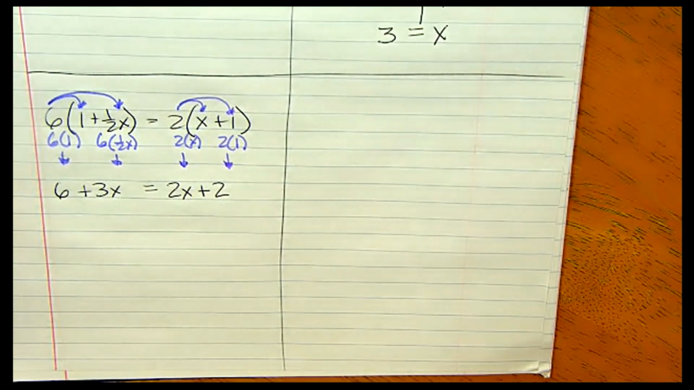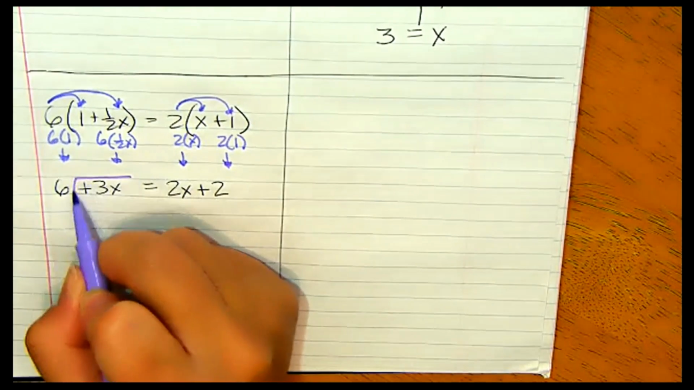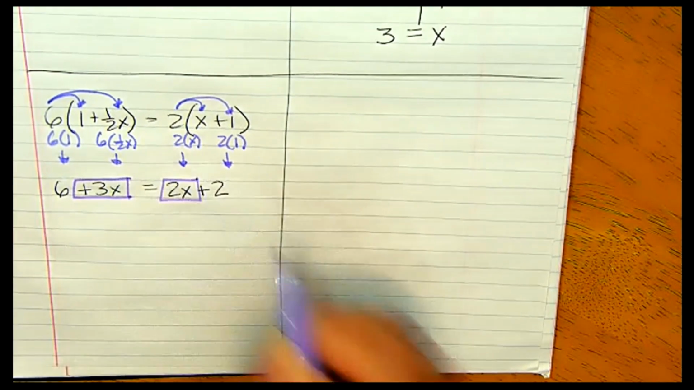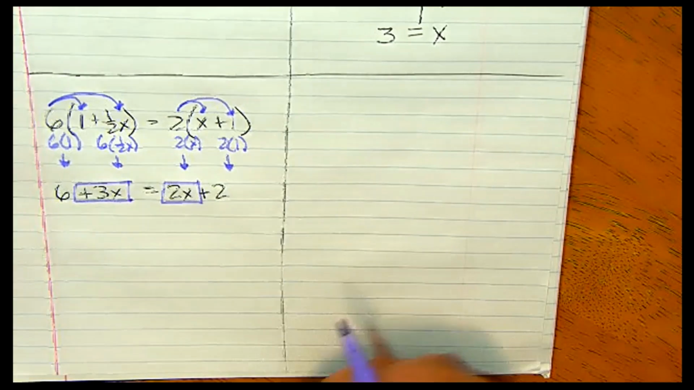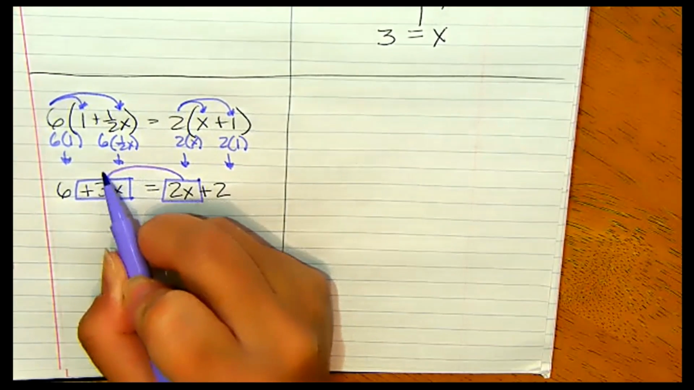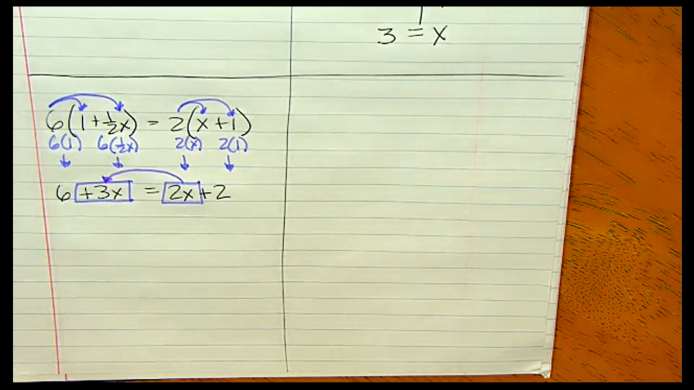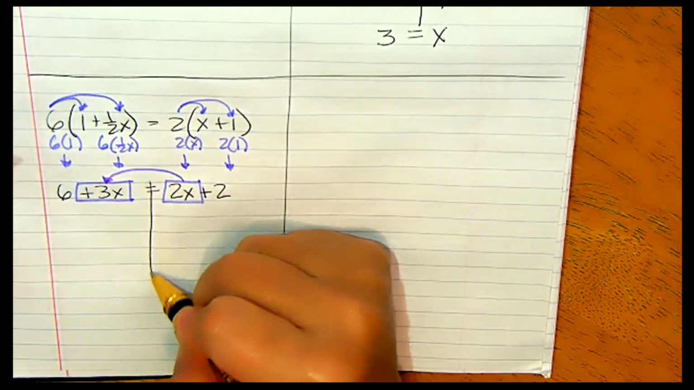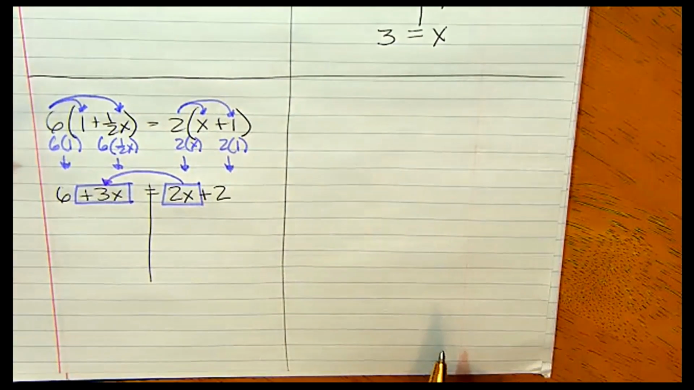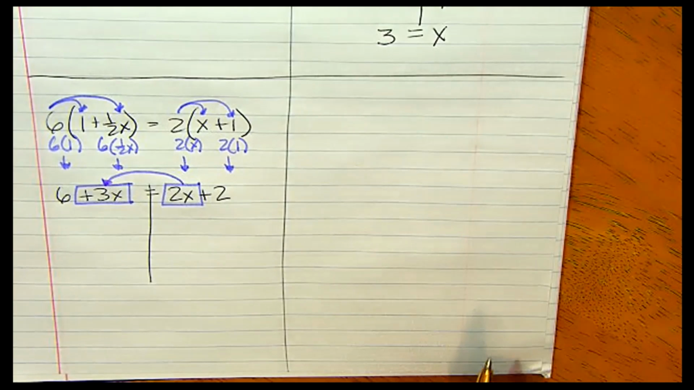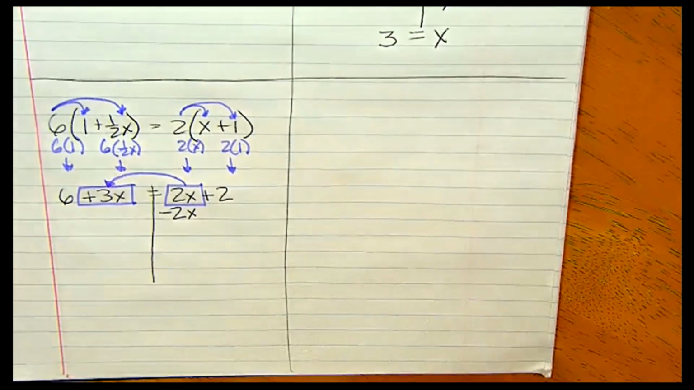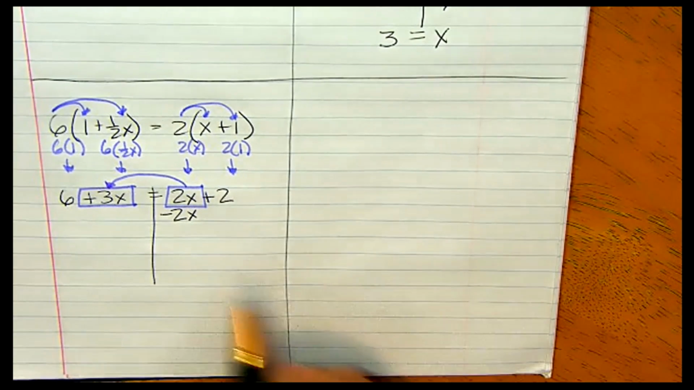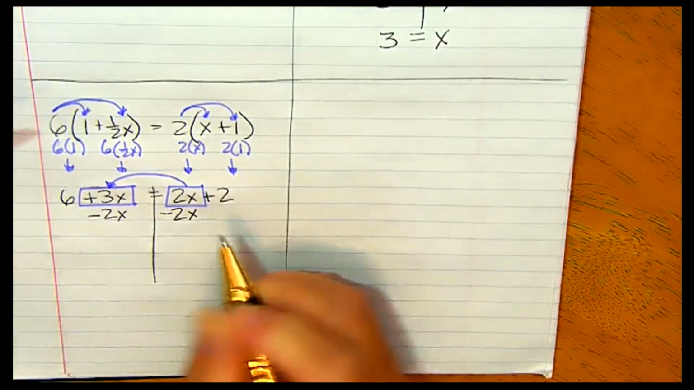Now we need to combine like terms. We need to isolate the variable, but to do that, we need to combine like terms. So here, it doesn't matter which direction I go. I always try to keep a positive variable. So if that's the case, I'm going to move this guy over here. So I need to get rid of or undo this positive 2x. To undo positive 2x, I'm going to use inverse operations and subtract 2x. What I do to one side, I must do to the other.